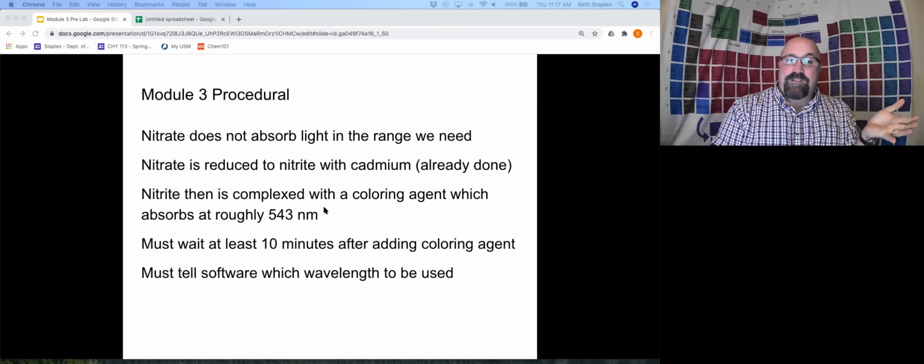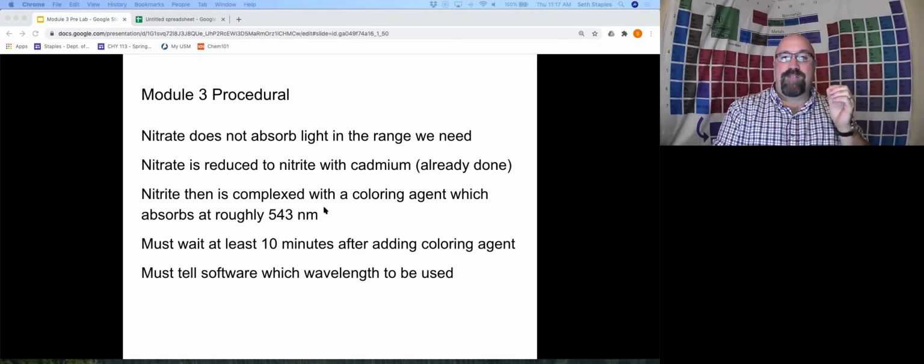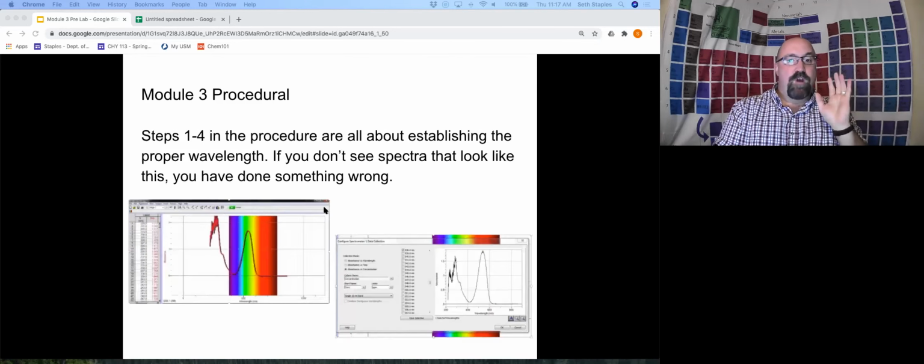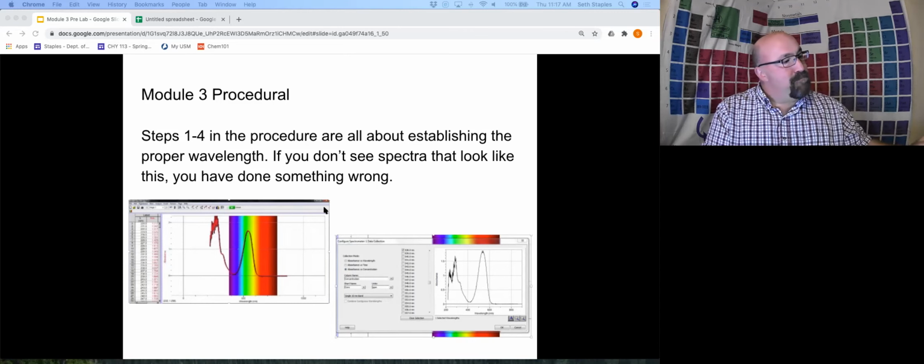But then after those 10 minutes have gone by, a couple things. One, I would definitely note in your notebooks any visual observations you make. Can you actually see a color difference between samples 1 and 2, something like that? But now we have to tell the software what wavelength we're going to use. Your lab manual does walk you through this, but just to note a couple things, steps 1 through 4 in the determining lambda max section, those are all about establishing that proper wavelength.